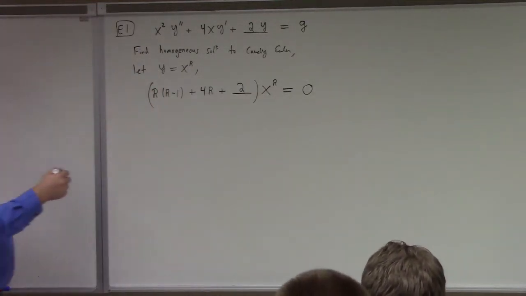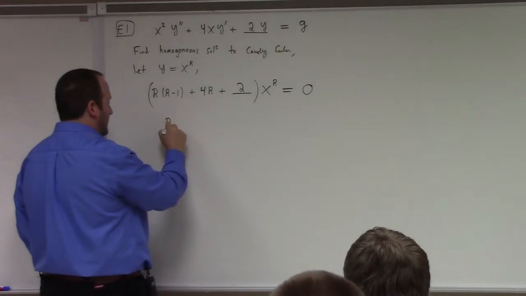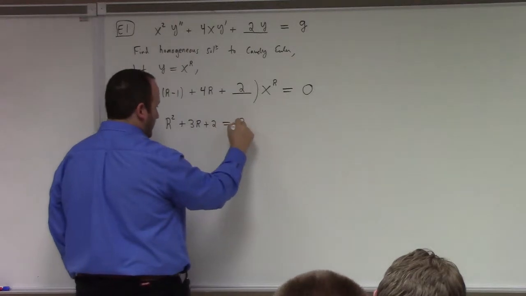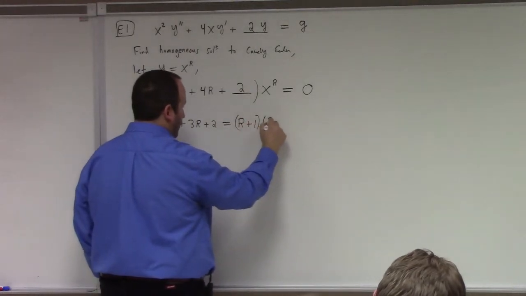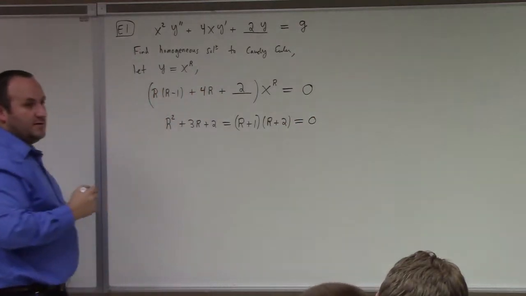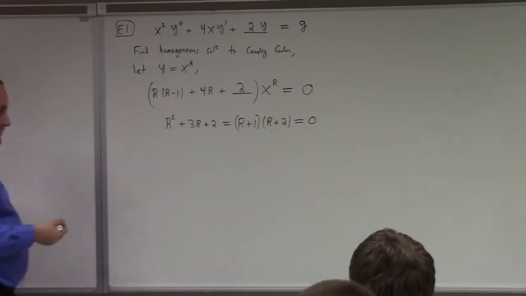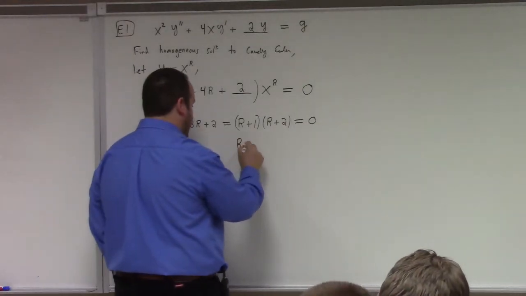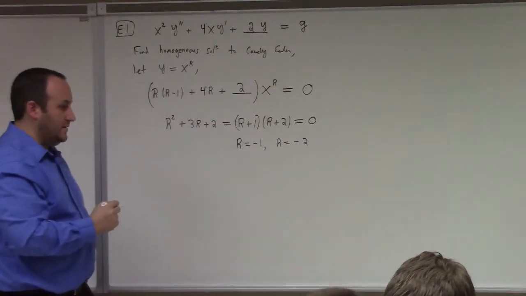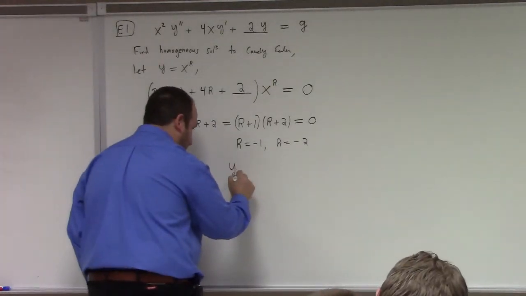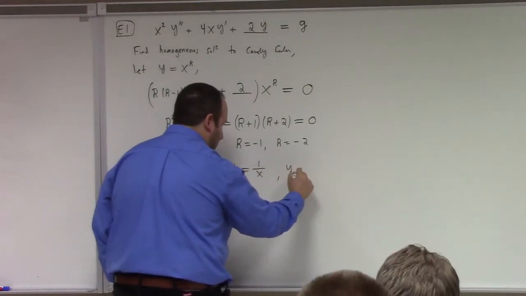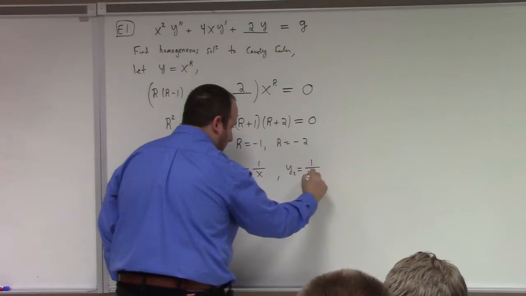With that modification, my characteristic equation becomes r squared plus 3r plus 2, which of course is r plus 1 times r plus 2. Not the most interesting example, but an example nonetheless. And so my characteristic values are r equals minus 1 and r equals minus 2, which gives me my first fundamental solution, 1 over x, and my second fundamental solution, 1 over x squared.